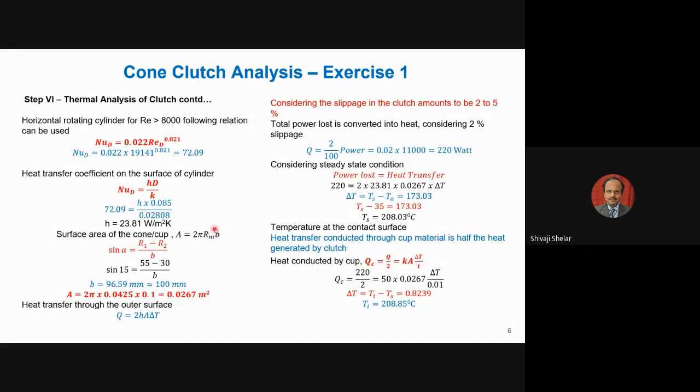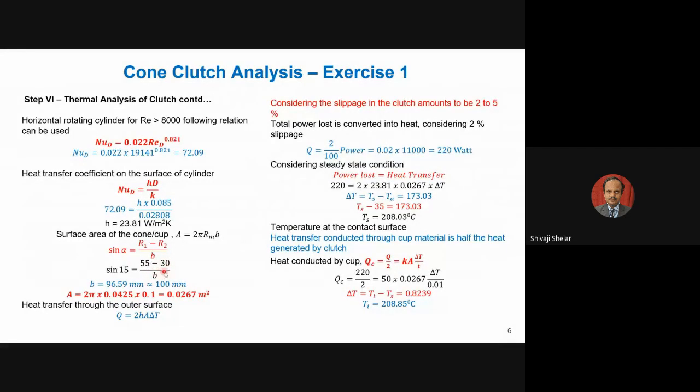This B can be evaluated by this formula: sin alpha is equal to (R1 minus R2) upon B. We know R1, we know R2. We have also considered alpha as 15 degrees in this problem, so alpha is also known. From this formula, the unknown value of B can be calculated. So let's put the value of alpha as 15, R1 equal to 55 and R2 equal to 30, in millimeters.